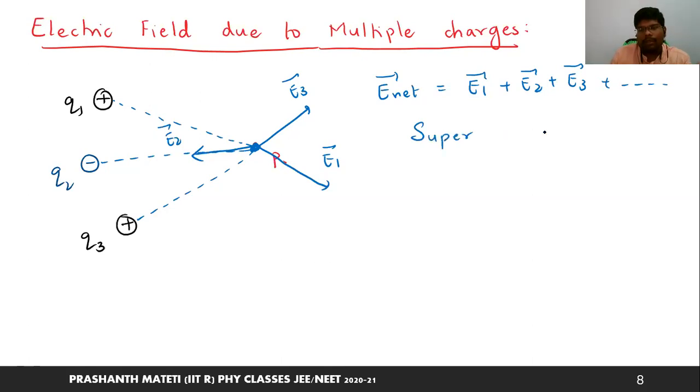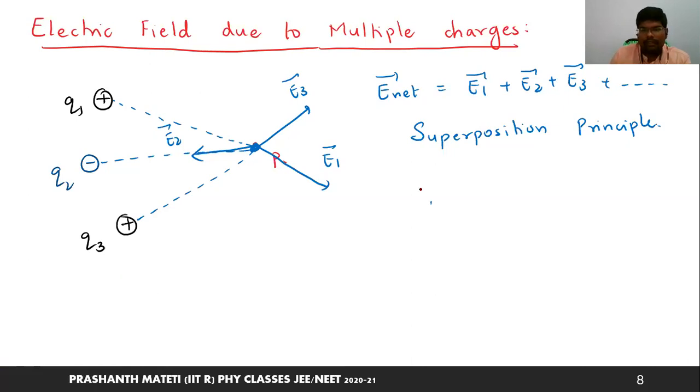So that is to find the net electric field. Due to multiple charges, each charge produces an electric field, and the net electric field is the vector addition of all these electric fields. Writing in this manner is called applying the principle of superposition. Okay, so let us do a simple problem here.